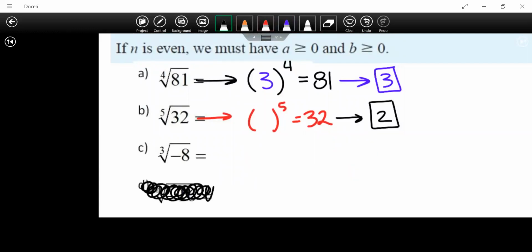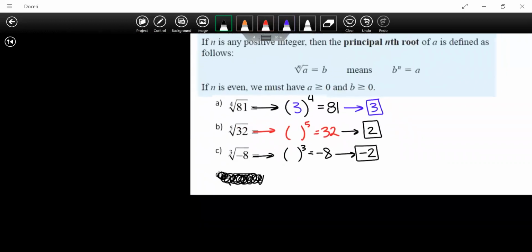Essentially, again, we're going to do the same thing. What can we raise to the 3rd power to give us -8? -2. So whenever we have it raised to a different power, mostly with negative numbers, we can have both positives and negatives for these. So just keep that in mind for these. We're going to kind of follow through. Cool beans? Cool.